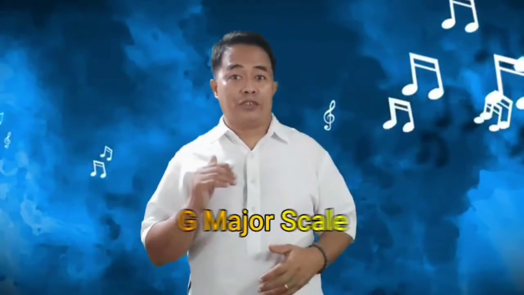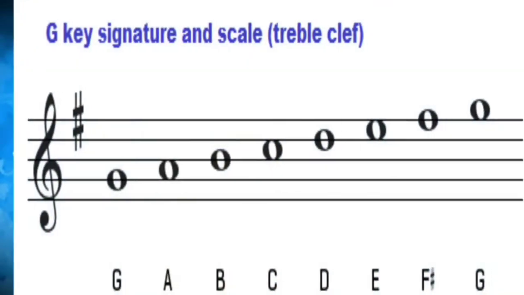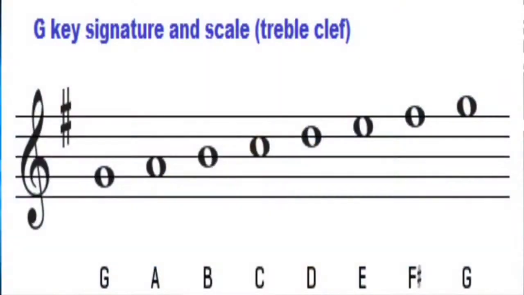Let's take a look at G major scale. A major scale that utilizes one sharp is the key of G major. I'll show you the scale of G major. The first note is on G. Then one whole step to A, whole step to B, half step to C, whole step to D, whole step to E, half step to F, and then whole step to G.